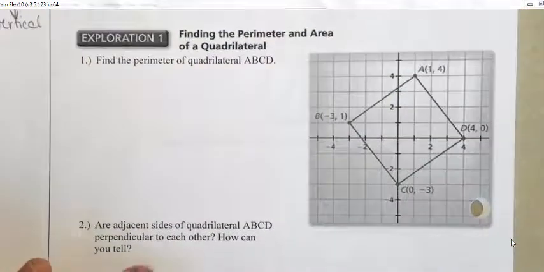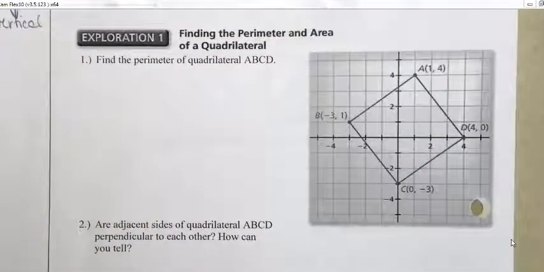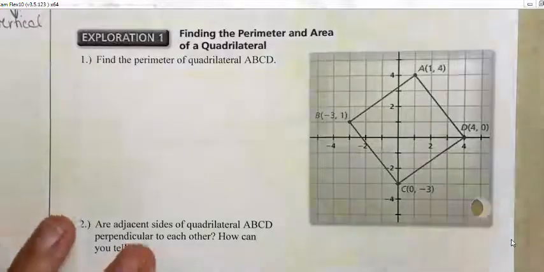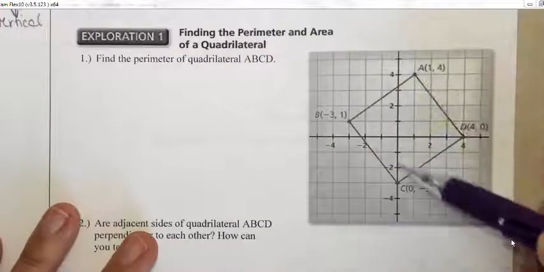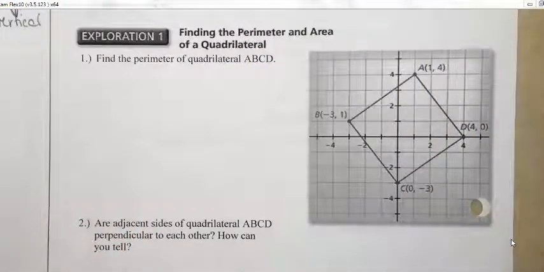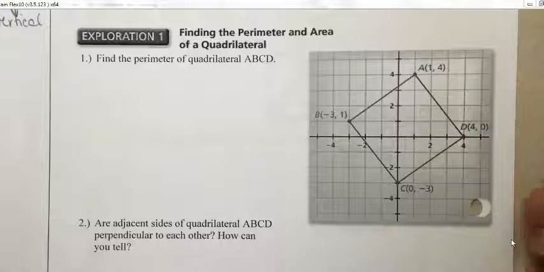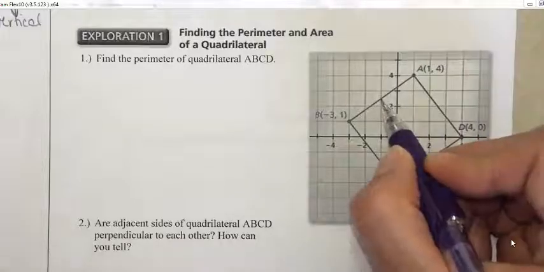All right, moving on. So let's do our first problem here, an exploration out of your book. We're going to find the perimeter of quadrilateral ABCD. So this is quadrilateral ABCD. We just name polygons by their vertices. Okay. So some quadrilateral. Okay, so we're going to find the perimeter. So in order to do that, I actually have to find the length of every single side.